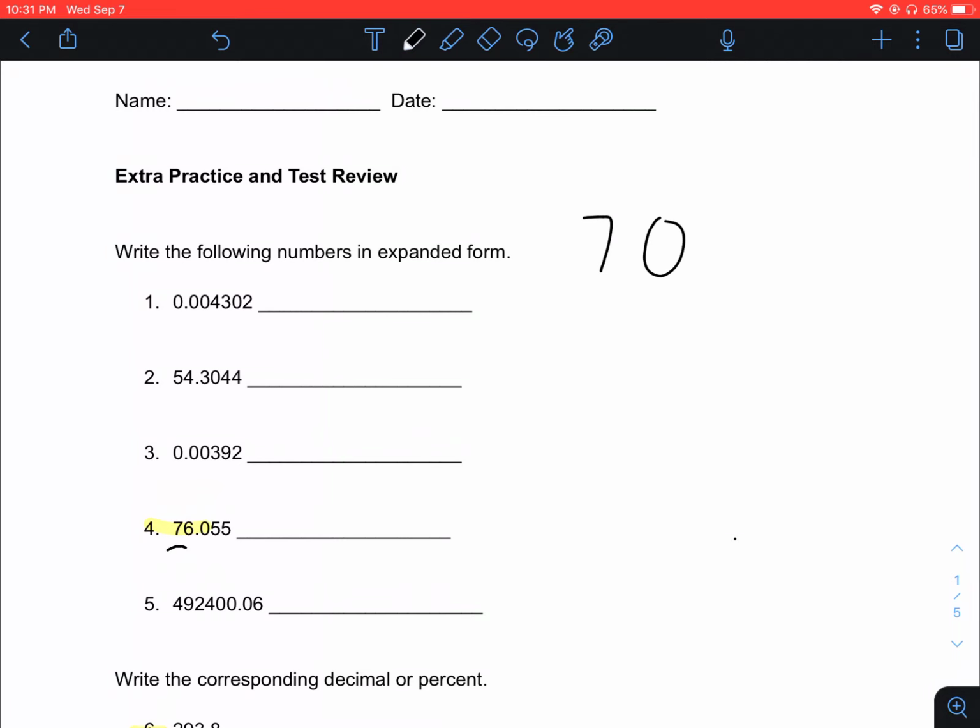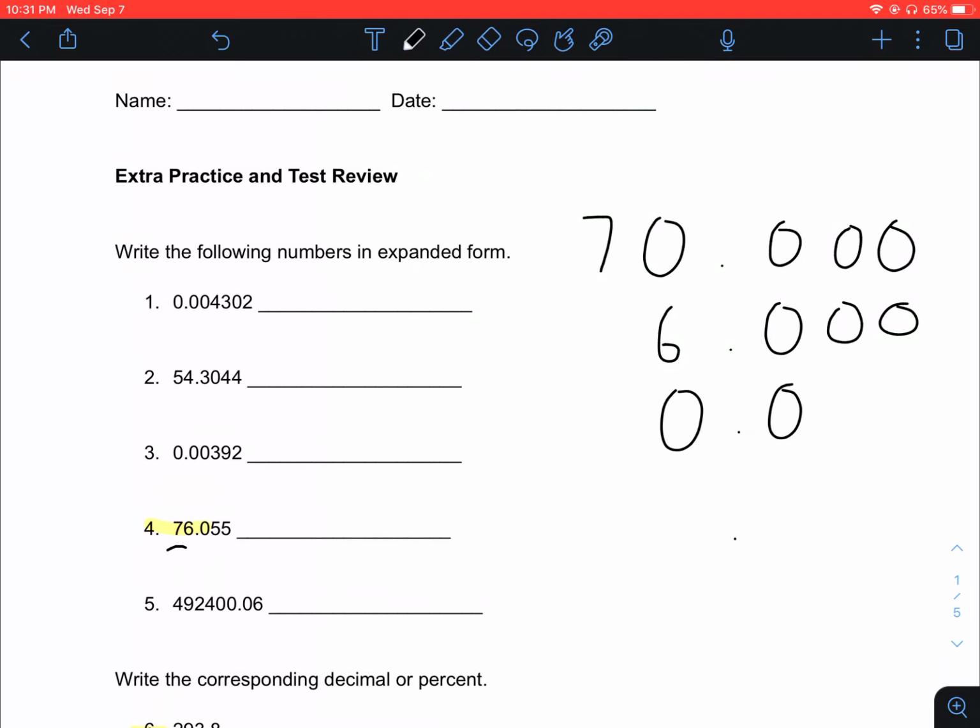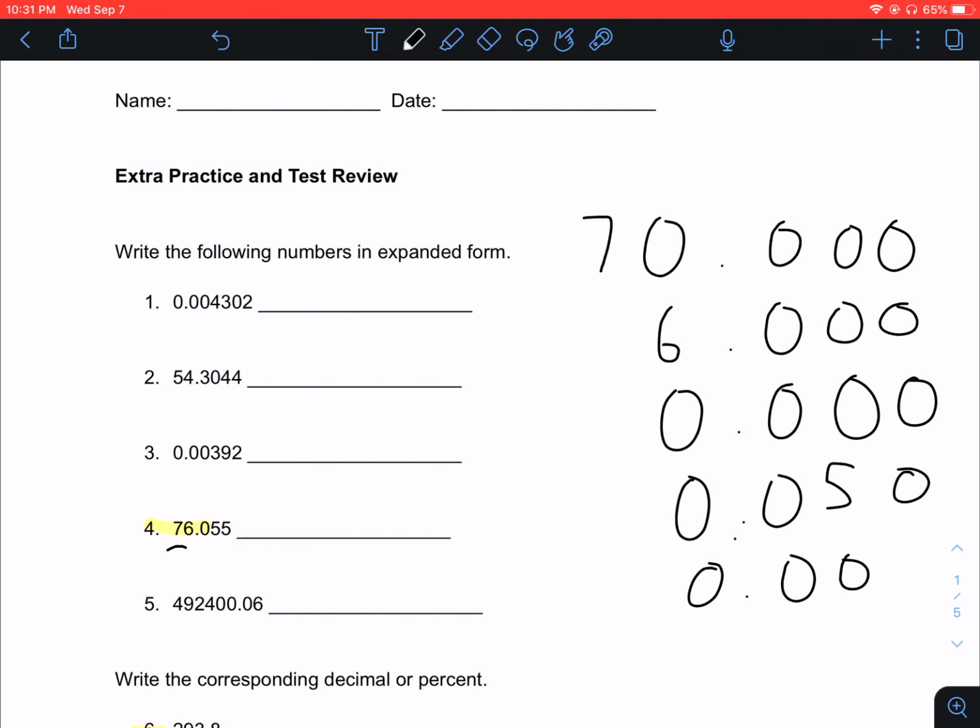So I'm just going to put 70.000. Next digit is the ones place, so I put 6.000. And then we're going to put in the tenths place, and since it's a 0, we're going to keep it as a 0. And then the next one, we're going to do the hundredths place. And finally, the thousandths place.